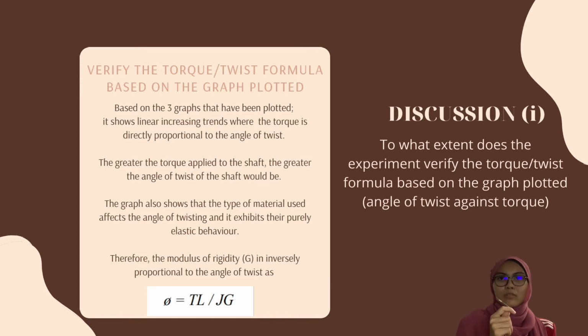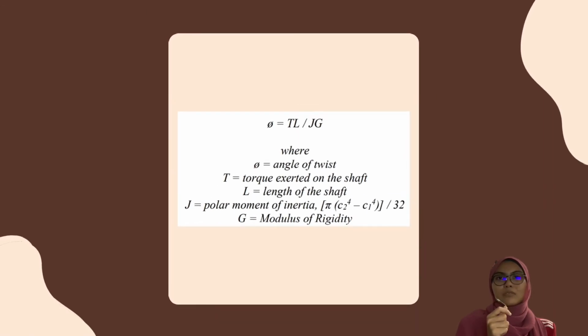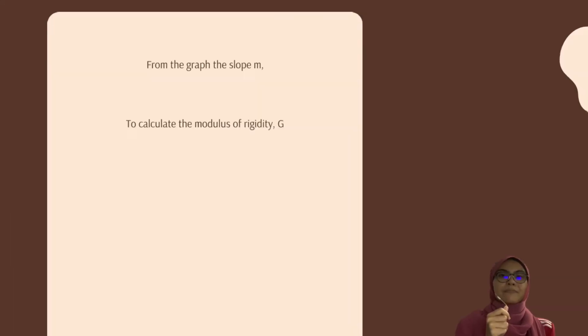The graph also shows that the type of material used affects the angle of twist, and it exhibits purely elastic behavior. Therefore, the modulus of rigidity, G, is inversely proportional to the angle of twist, as it is equal to TL over JG, where T is the torque exerted on the shaft, L is the length of the shaft, J is the polar moment of inertia, and G is the modulus of rigidity.